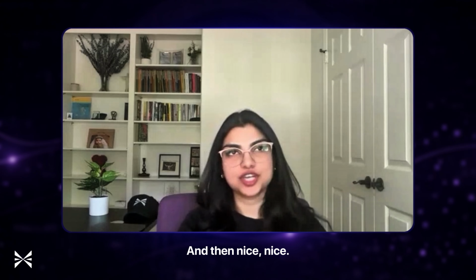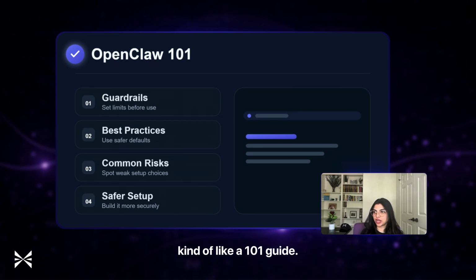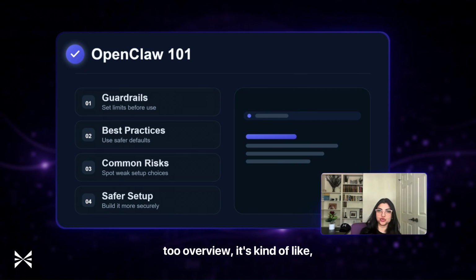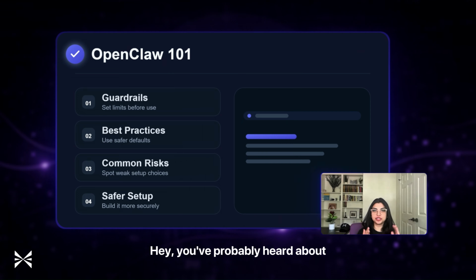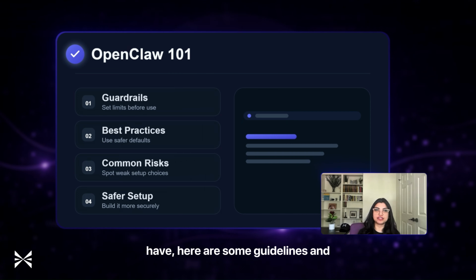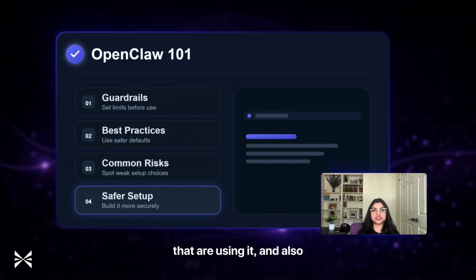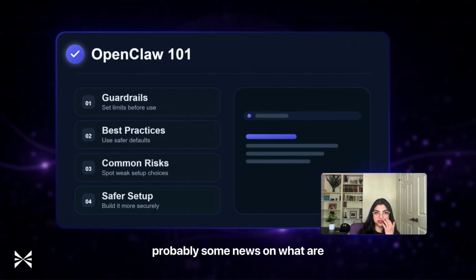Nice. So essentially, this can be kind of like a one-on-one guide for someone not too technical, not too overview. It's kind of like, hey, you've probably heard about OpenFlow already. And if you have, here are some guidelines and here's some things that you need to know, especially if you are planning to use it in the near term. So it combines guardrails, best practices, what is OpenFlow, what are some AI bots that are using it, and also probably some news on what are some major platforms that are going to introduce them as part of their platform, so that people have more awareness around this.